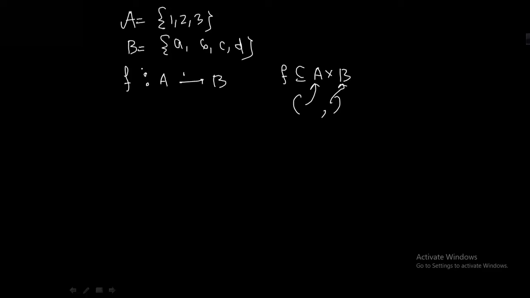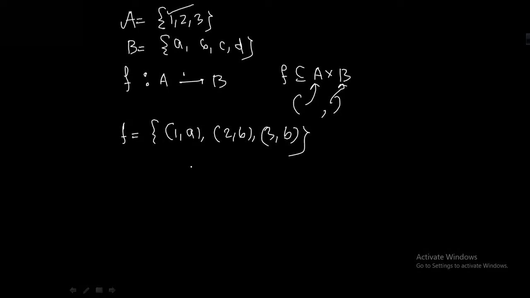Now this is a function, so we must have images for each and every element of the set A. So let us write f is equal to (1, a), (2, b) and (3, b). Now is this a function? Yes or no?